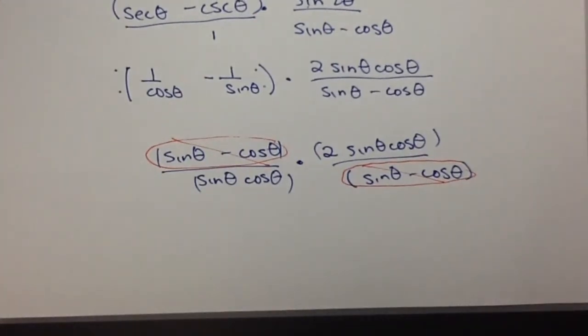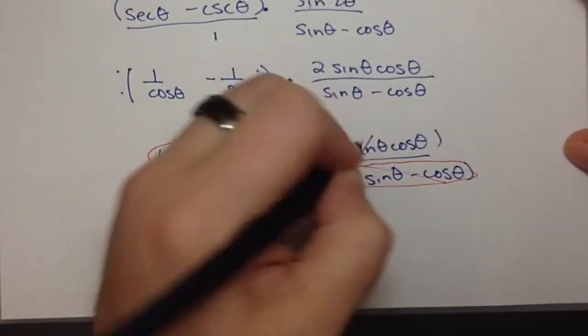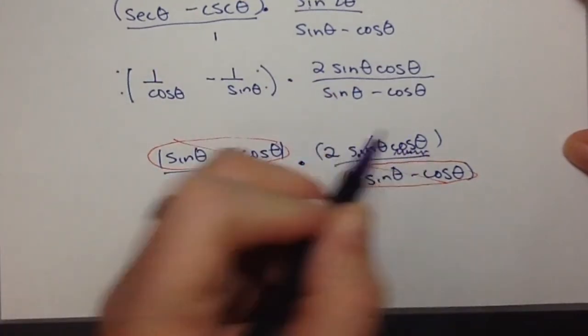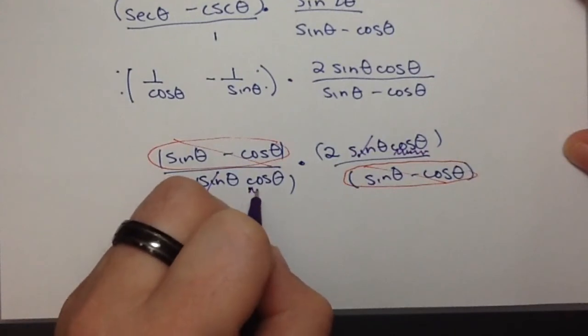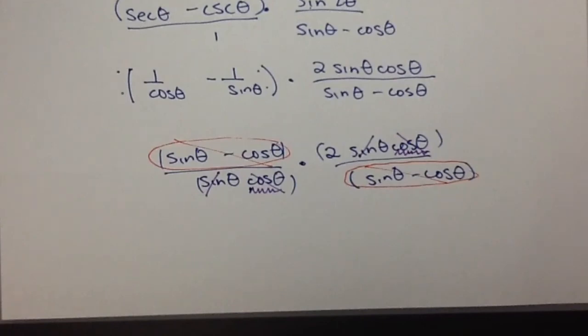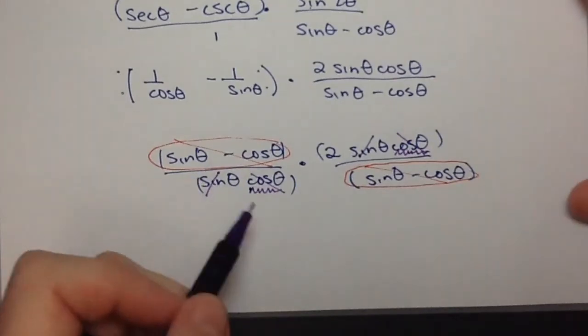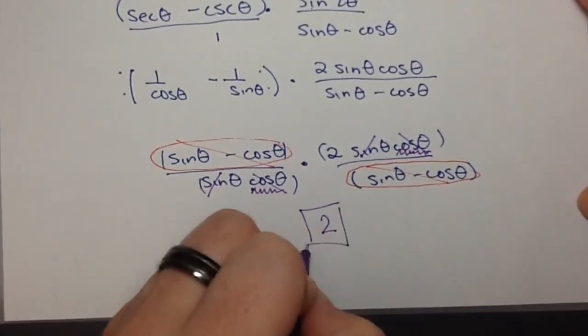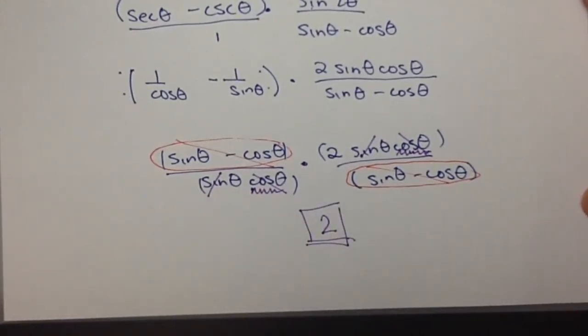And then, but we're not done. There are more terms that appear in the numerator and the denominator. We've got sine theta here, which cancels with this sine theta. We've got cosine theta here that cancels with this cosine theta. Whew. So again, when the dust clears, everything is canceled, and this expression simplifies to the number 2. Can you believe it? 2. I guess they just wanted to show you that hard work does pay off.